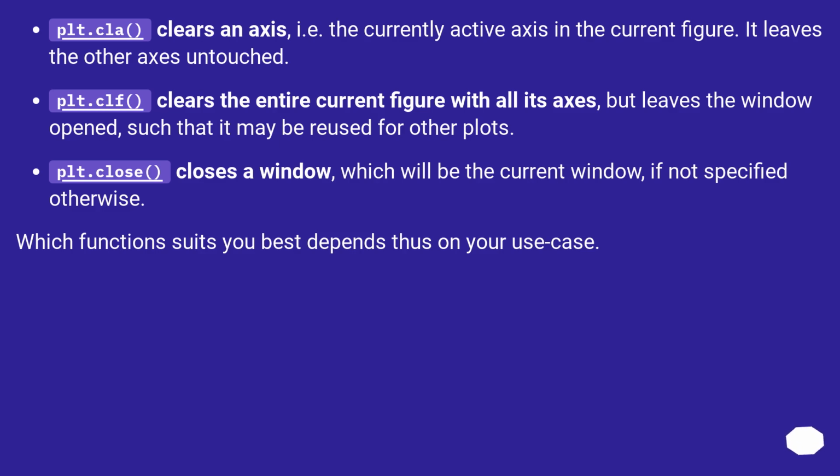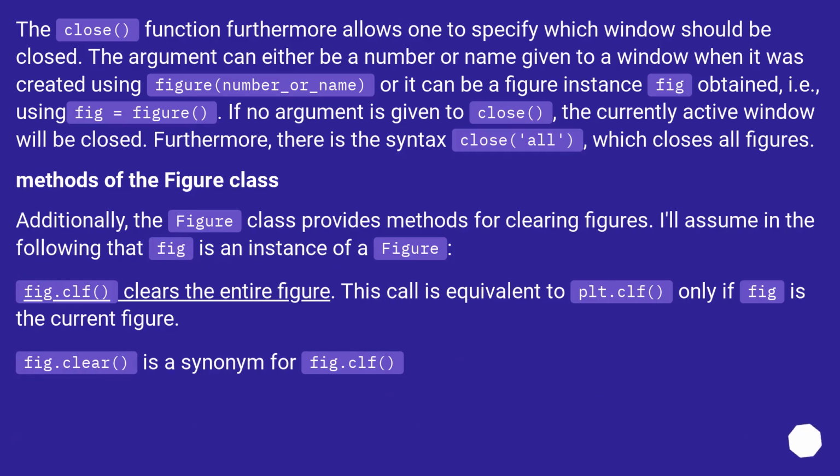plt.close closes a window, which will be the current window, if not specified otherwise. Which function suits you best depends thus on your use case. The close function furthermore allows one to specify which window should be closed.